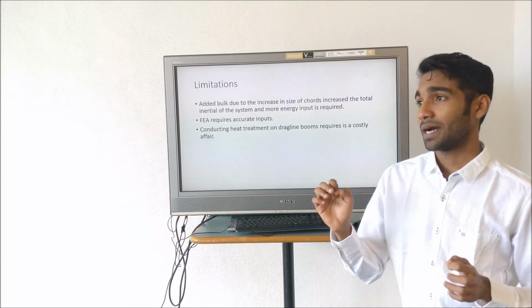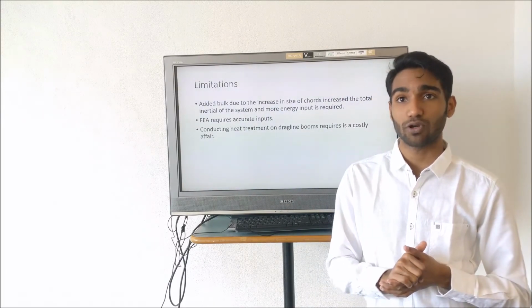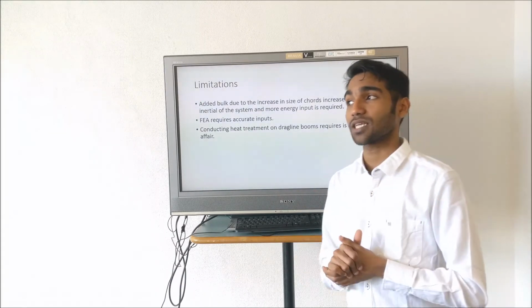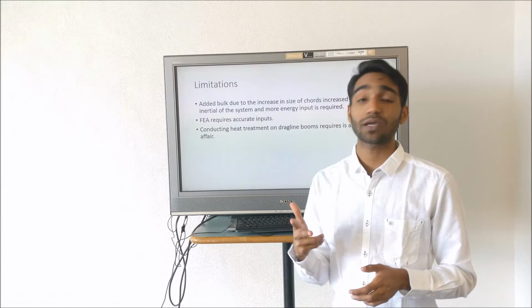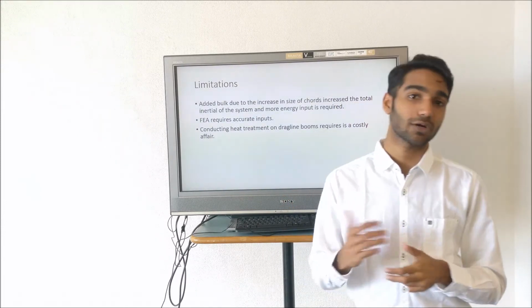Also, as precision welding is carried out, it generates a significant amount of heat, and in a complex structure such as a dragline boom, it's quite difficult to conduct heat treatment or post-weld treatment processes in a cost-effective manner.